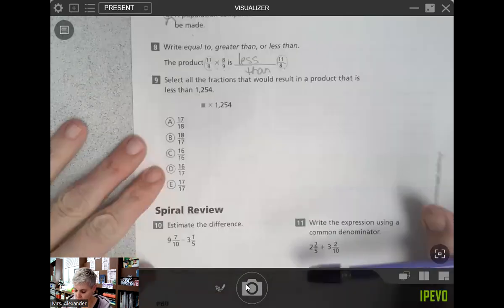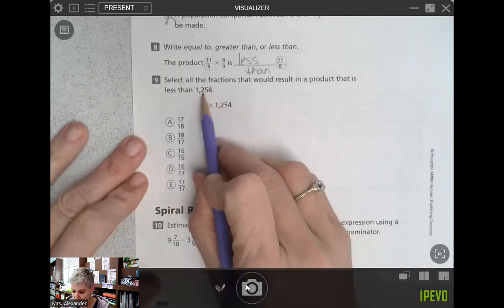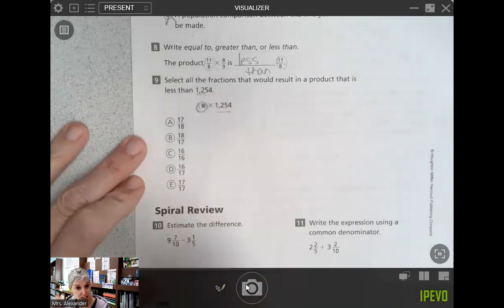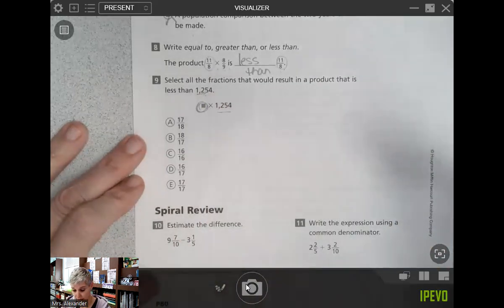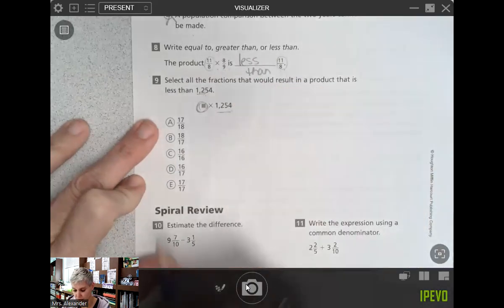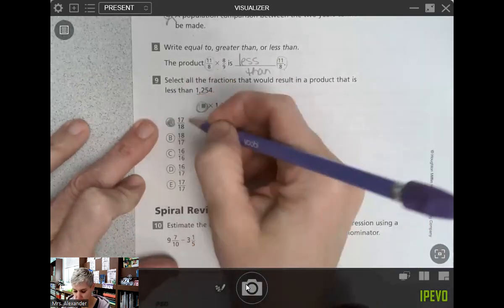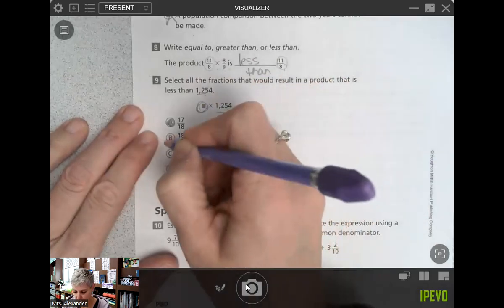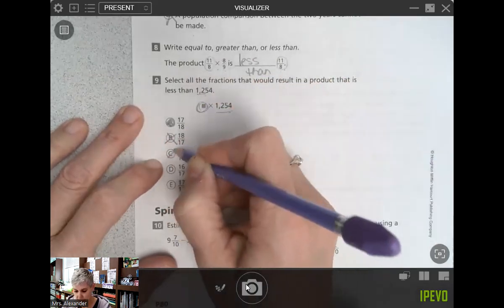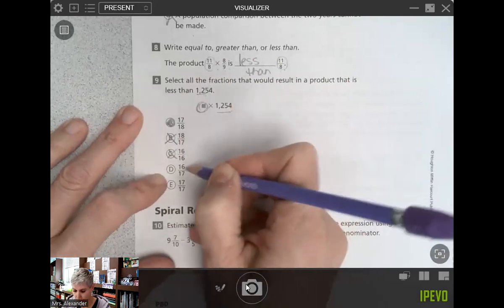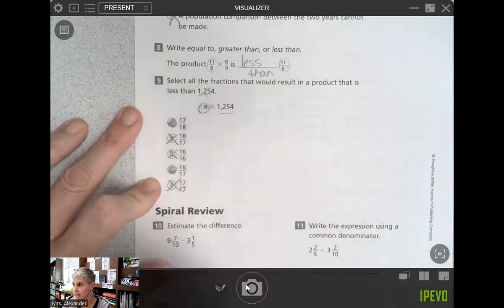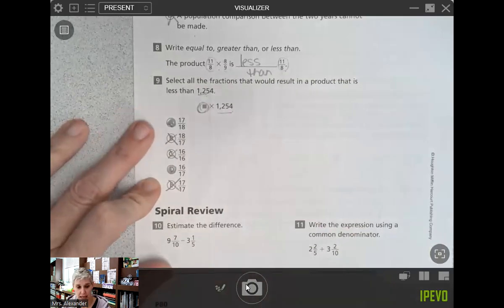Which of the fractions will result in a product that is less than 1,254? That means my fraction has to be less than 1 to give a product less than 1,254. So that would be A, 17/18 is less than 1. 18/17 is greater. 16/16 is 1. 16/17 is less. 17/17 is 1. So only A and D.